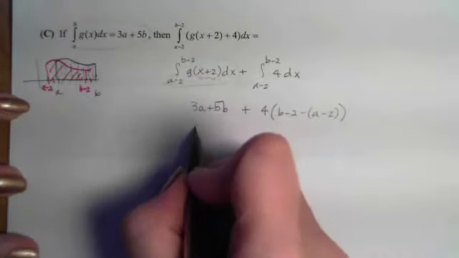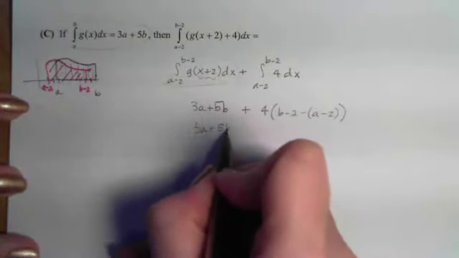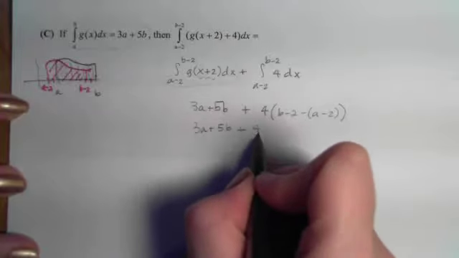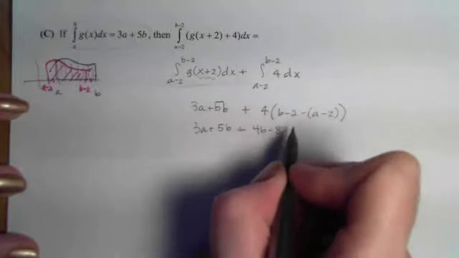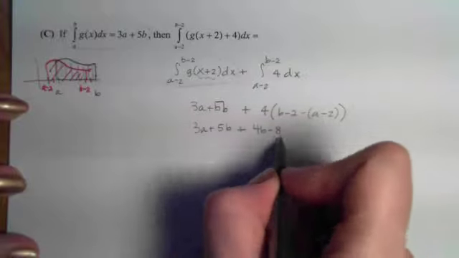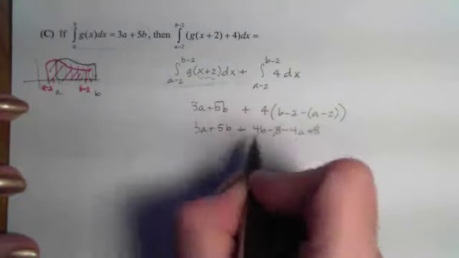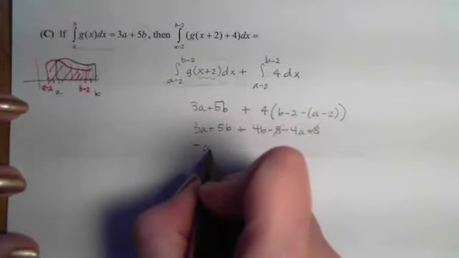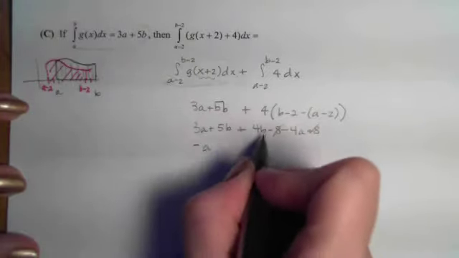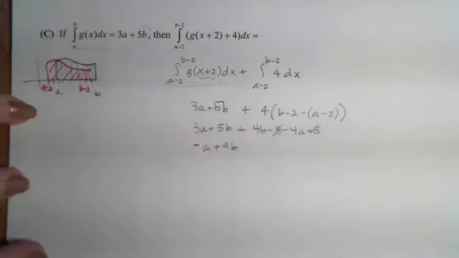So now I put those together. I have 3a plus 5b plus 4b minus 8, minus 4a plus 8. So the 8's cancel, and I get 3a minus 4a is negative a, and I get 5b plus 4b is 9b. And I'm done.